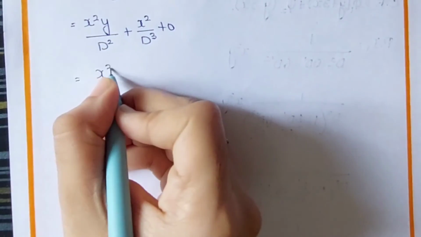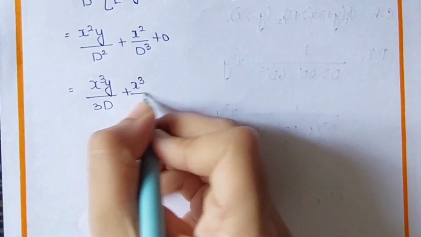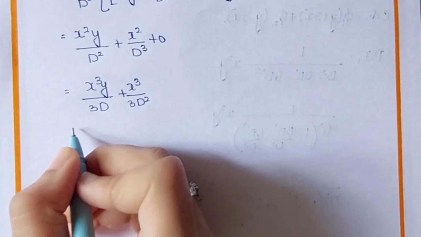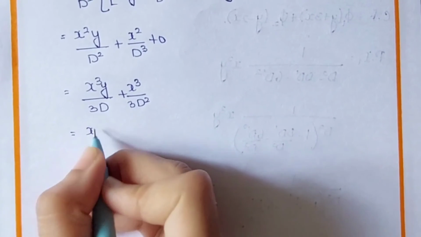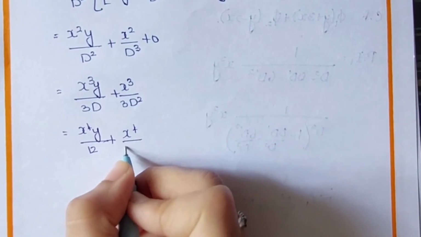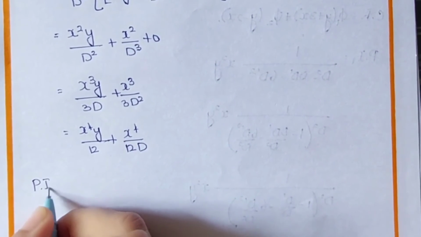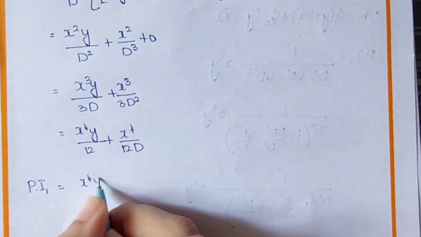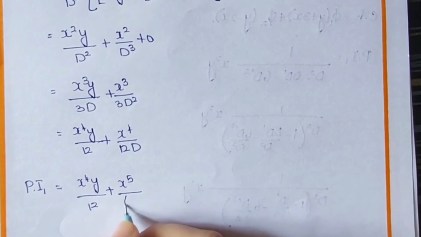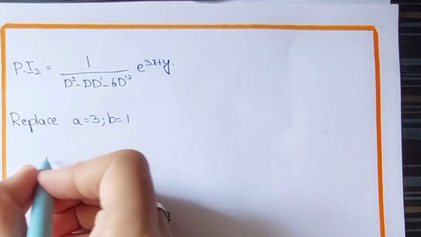As we can see that D square is present in the denominator, we have to integrate it twice with respect to x. So that first we can get x cube y by 3D plus x cube by 3D square, and then on again integration we get x power 4 y by 12 plus x power 4 by 12D. Again we can note the presence of D in the denominator, so again we have to do integration, so that I can get PI1 equal to x power 4 y by 12 plus x power 5 by 60. Now we can find PI2.